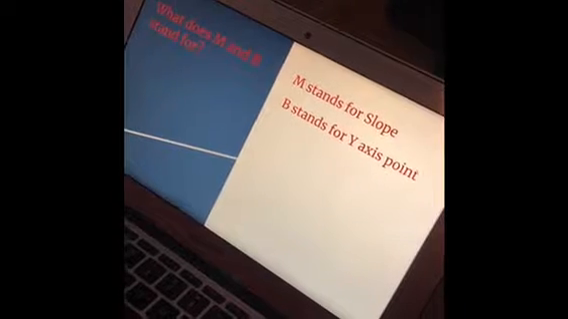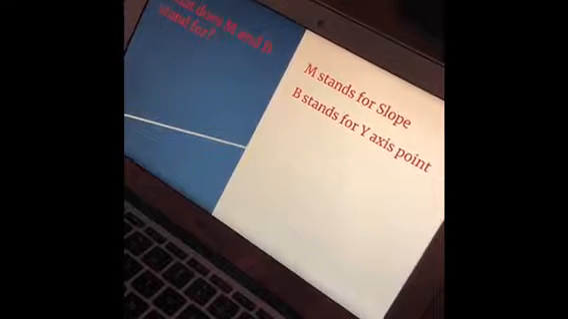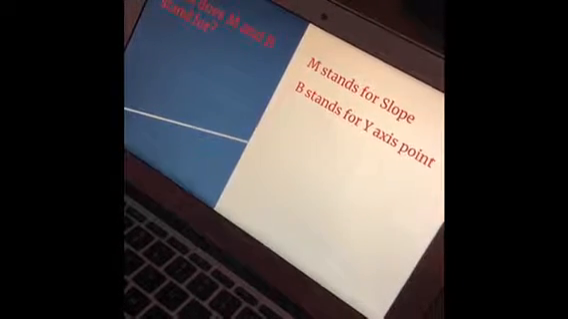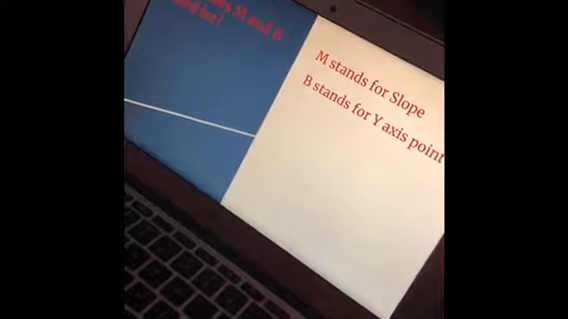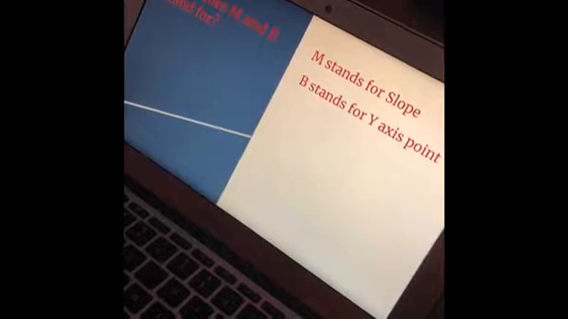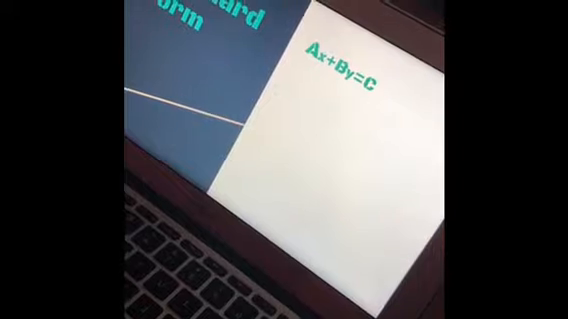Slope-Intercept Form. Y equals mx plus b. What does M and B stand for? M stands for slope, while B stands for the y-axis point, or you could say the y-coordinate. Point slope form. Y minus y1 equals m, x minus x1 in parentheses. Standard form. AX plus BY equals C.